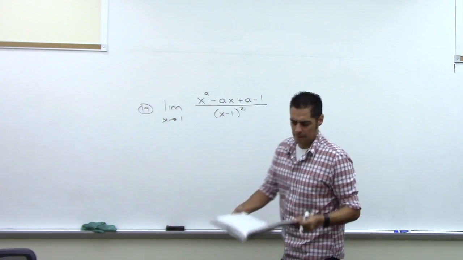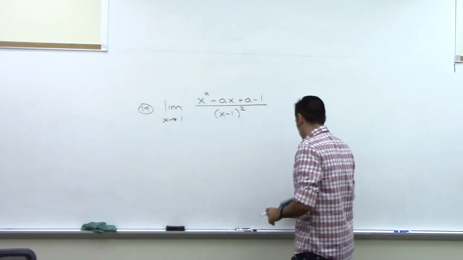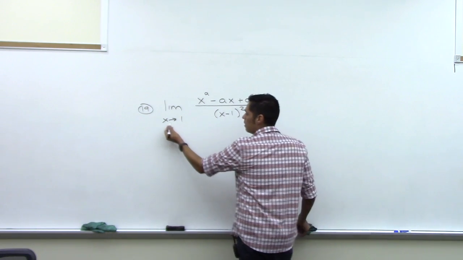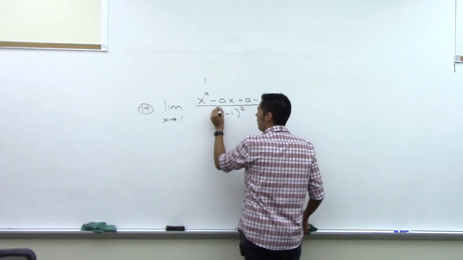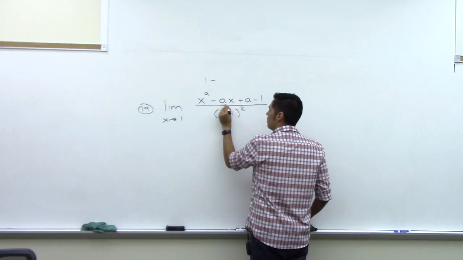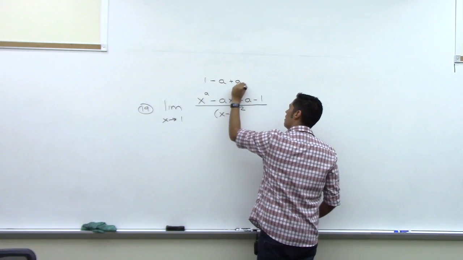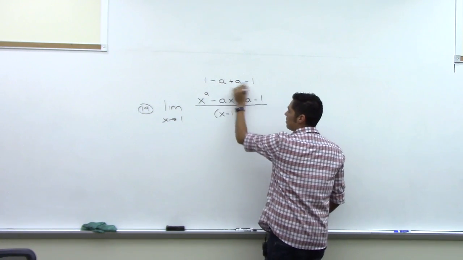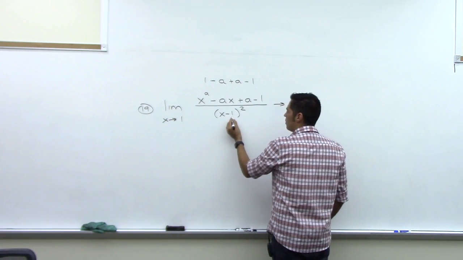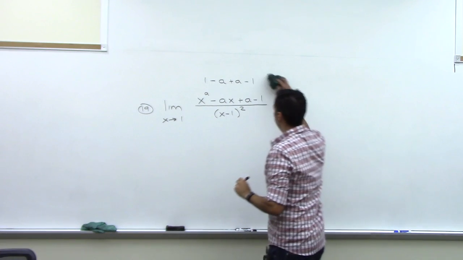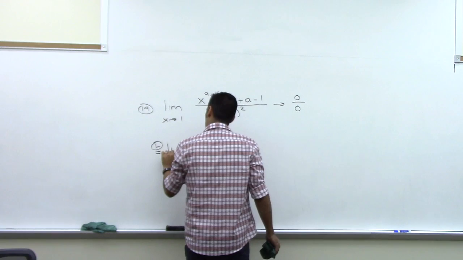All right. So a here is a constant. x is our variable. Let's let x go to 1. So 1 raised to any power is 1. Minus a times 1 is just a, plus a minus 1. So the top is 0. And then 1 minus 1 is 0, squared is 0. So we have 0 over 0. Bring in L'Hopital.